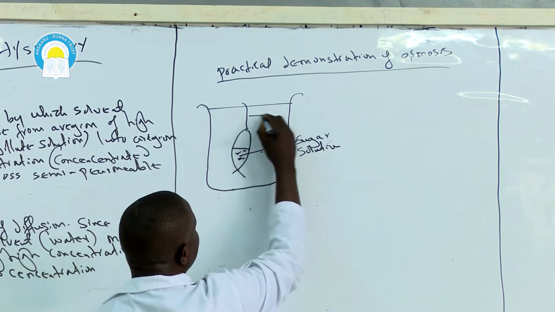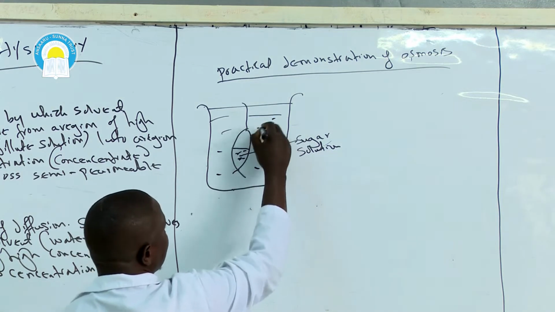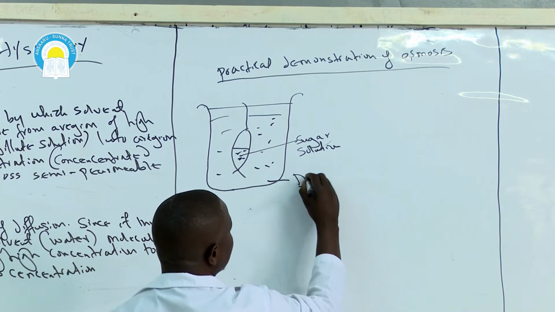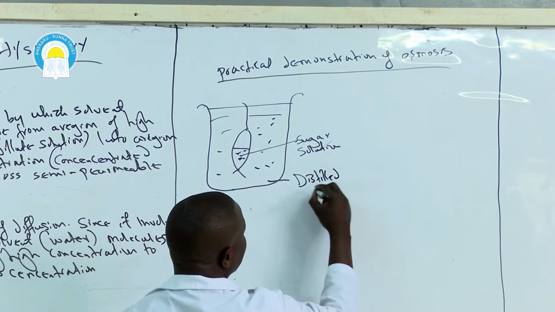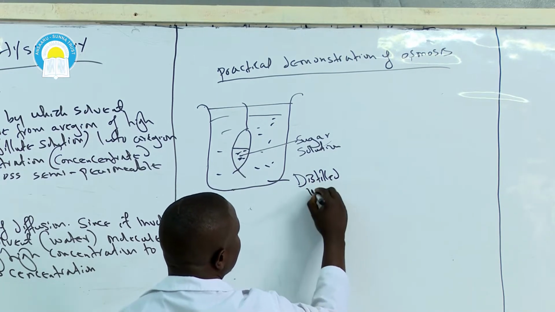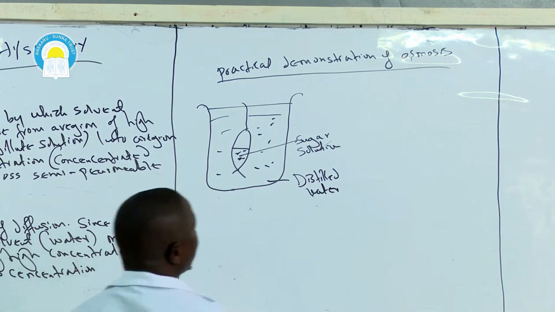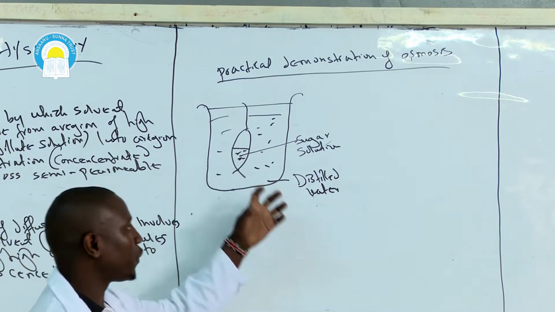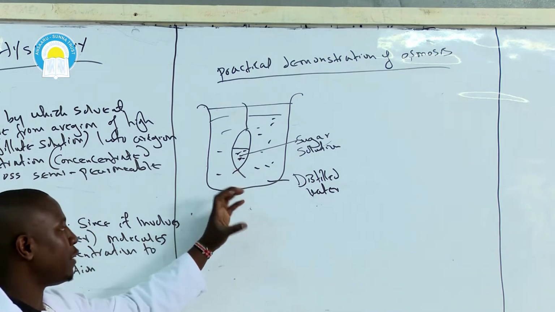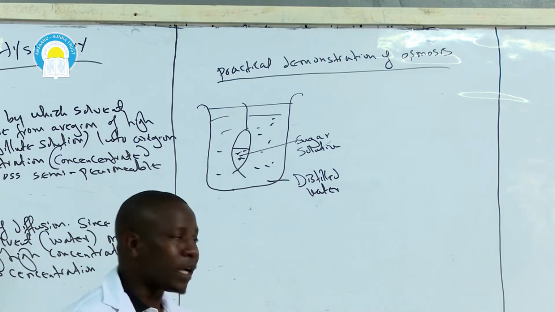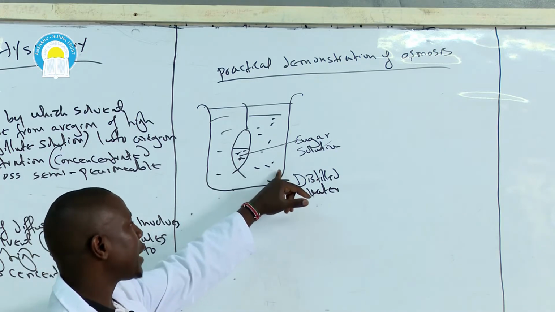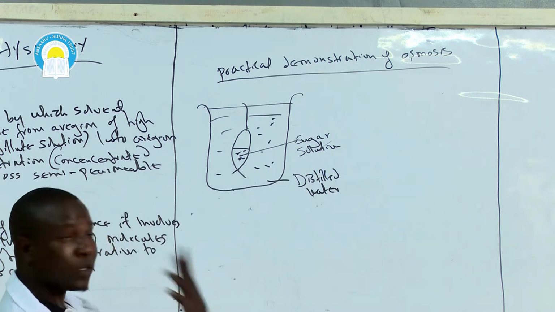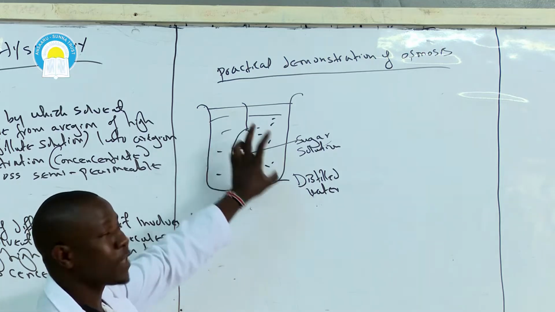And outside, in the surrounding beaker, it is distilled water. So inside the visking tubing we have salty or sugar solution, and outside we have distilled water. The water is going to move from the beaker into the visking tubing across a semi-permeable membrane. What is the semi-permeable membrane here? It is the visking tubing.